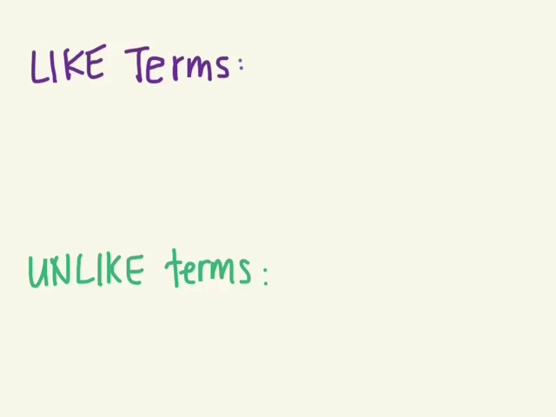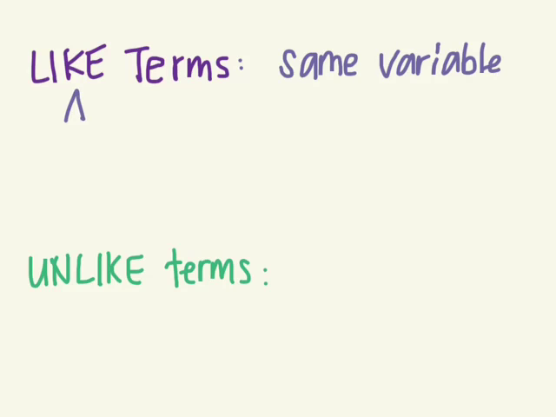Okay, today we're looking at like terms and unlike terms. So we need to figure out the difference between the two. What's a like term? They're alike, but how are they alike? Yeah, they have to have the same variable, and so not just the variable, but they also have to have the same exponent.